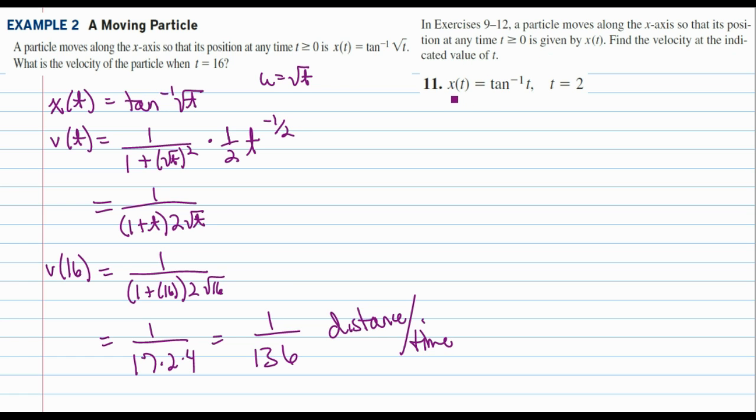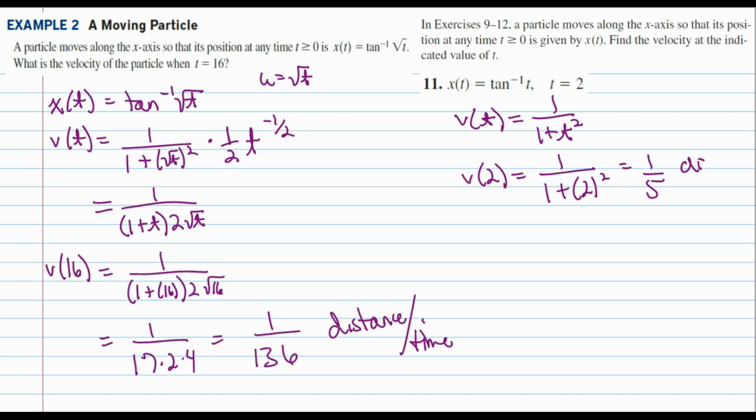So in this case, x of t is simply the inverse tangent of t. So v of t is that memorizing of the formula, straightforward: 1 over 1 plus t squared. Our u is just t, so the derivative of u is 1, which we don't need to account for in this problem. So now v of 2, the time that the problem is asking for, is 1/5, and again, that's a distance per time.